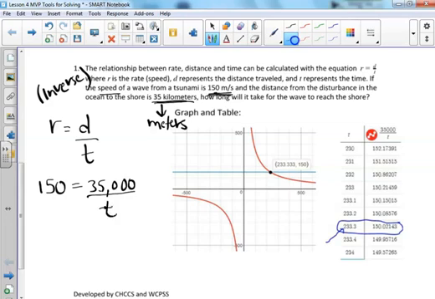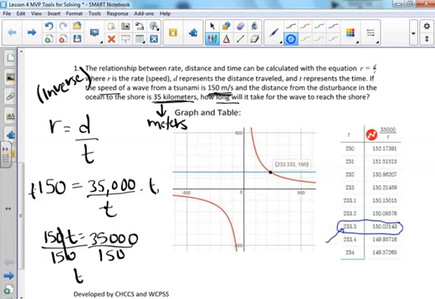We are asked to figure out how long it will take for the wave to reach the shore. Therefore, we need to solve this inverse function for T. From our prior knowledge, we know that we will multiply both sides by T, get 150 times T equals 35,000, and divide both sides by 150 to solve for T. When I divide that in my calculator, I do get that T, or the time, is approximately 233.3. And that is seconds, so I will label my units. So now we've solved algebraically.